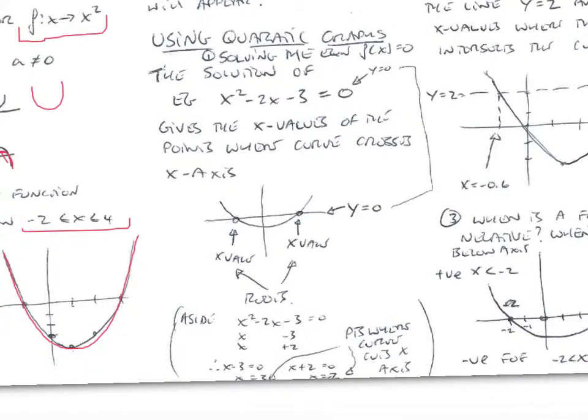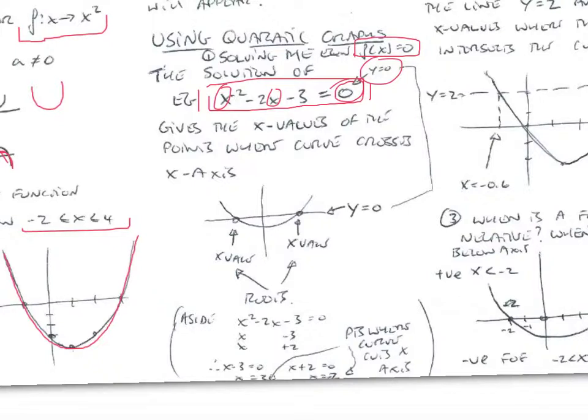Okay, so what about using quadratic graphs then? Let's have a look at reading and looking at quadratic graphs. So when we're asked to solve the equation f of x equals 0, we're given a graph and we're asked to find f of x equals 0. What are they saying there really? What they're saying to you is, that's the solution of the equation when it's equal to 0. That's the values of x that will give us a y value of 0.